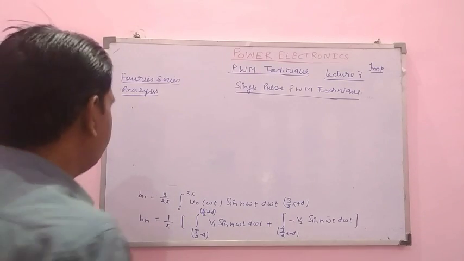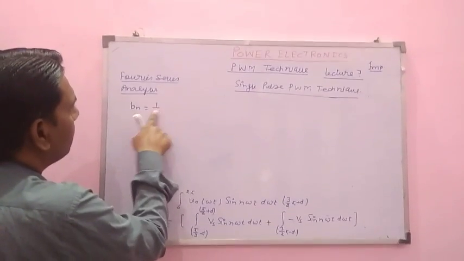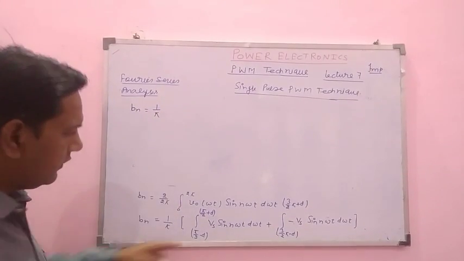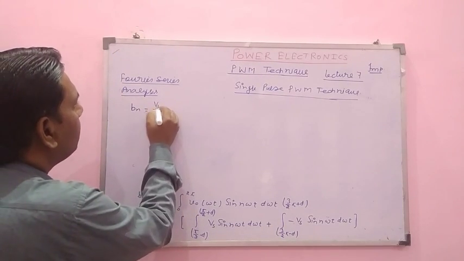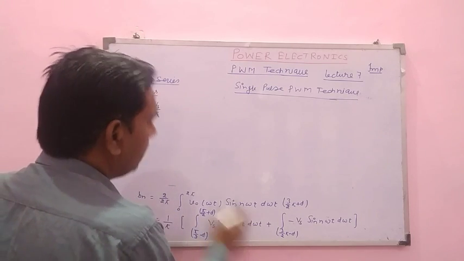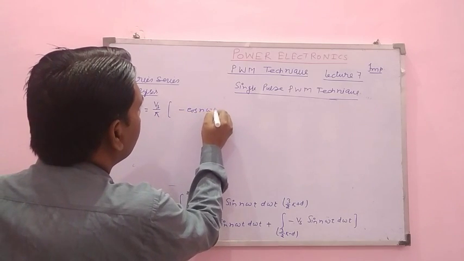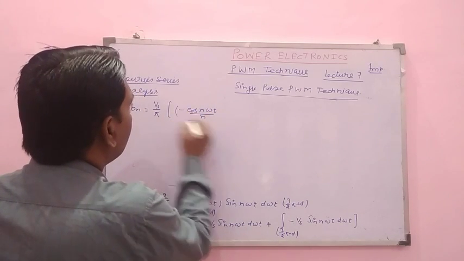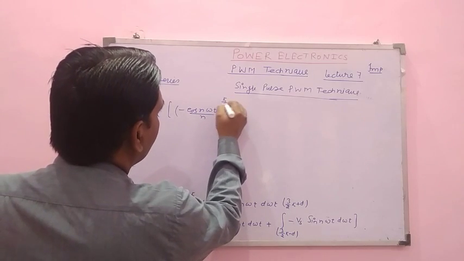You will get Bn is equal to 1 upon pi, and you can see here that Vs is constant, it is common, so it will be Vs upon pi. The first integration is sine n omega t d omega t, so it will be minus cos n omega t divided by n, and the limit is pi by 2 minus d to pi by 2 plus d.